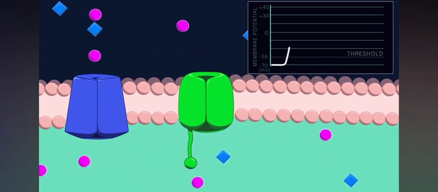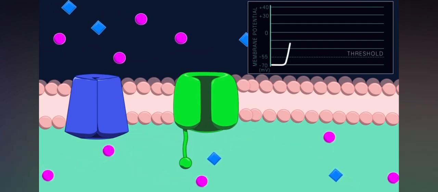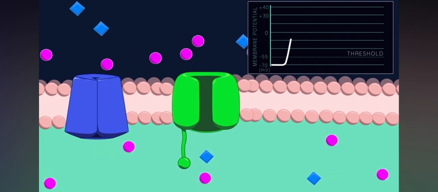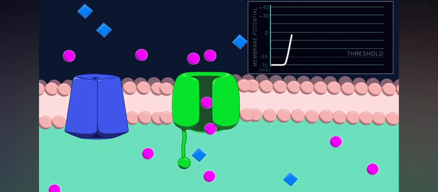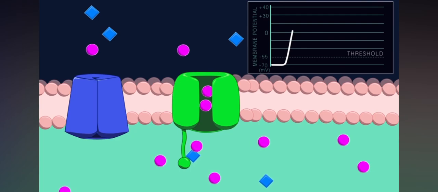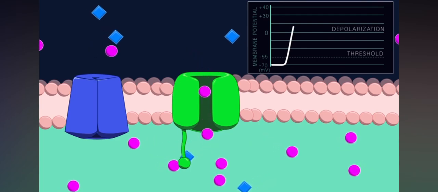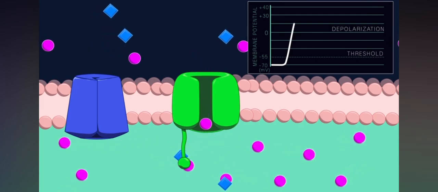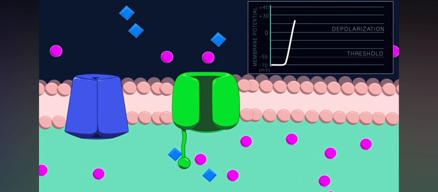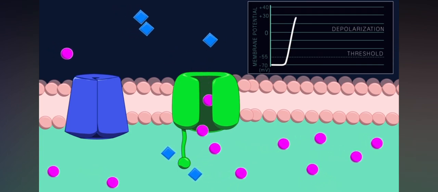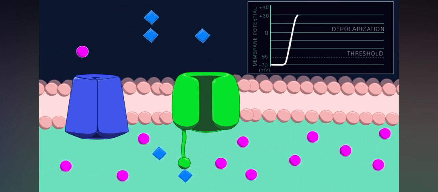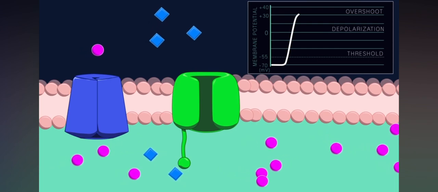As positive sodium ions enter the cell, the membrane potential becomes less negative and more positive as it approaches 0 millivolts. This is called depolarization. Eventually, the voltage gradient goes to 0 and beyond 0, up to a positive 30 millivolts. This is called an overshoot.